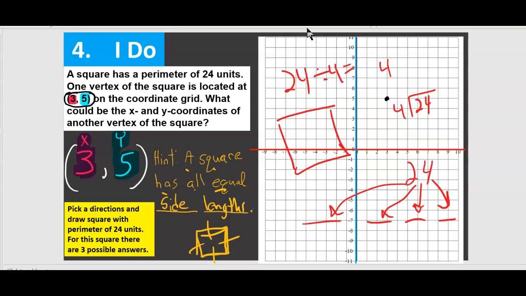Or you could say 4 times something. How many times does 4 go into 24? Or 4 times something equals 24. That number is 6. Yes, 6. So that means you got to have 6 on this side, 6 on this side, 6 on this side, and 6 on this side for your square.